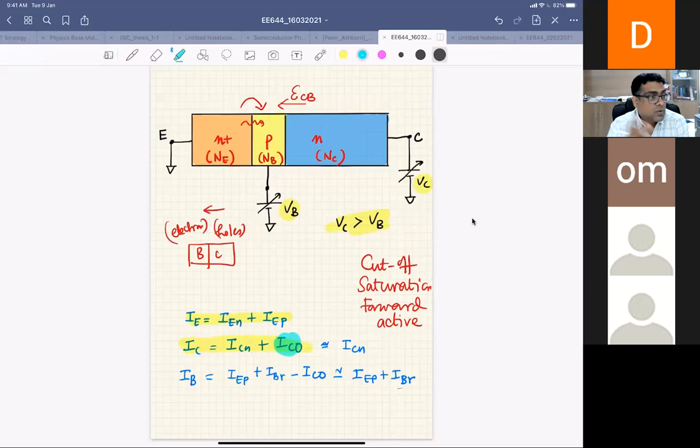So IC has two components: one is ICN and the other is ICO. And basically, in the general mode of operation, your ICO is very small. So IC is mostly equal to ICN, right?